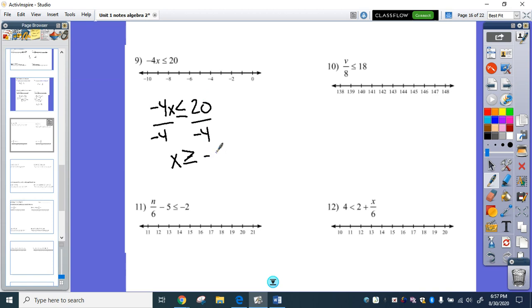Well, 20 divided by -4 is -5. Now I'll make sure that I have the graph that's going in the right direction. So we have a closed circle at -5, and this is saying greater than, so we shade off to the right.